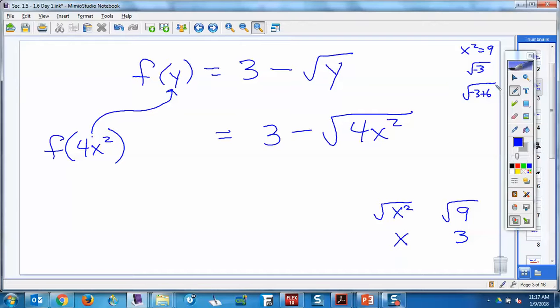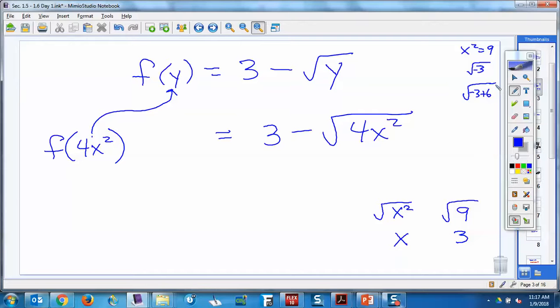And then what's the square root of 9? 3. So if x is negative 3, was our answer x? Did our answer come out negative 3? It came out positive 3, didn't it? Now if you put a 3 in there, 3 squared is 9, square root of 9 is 3, yes, you do get x back out.